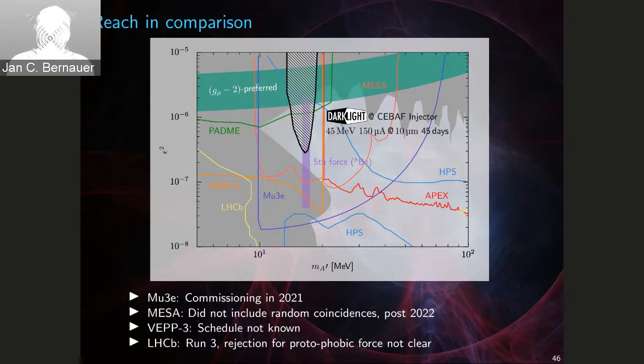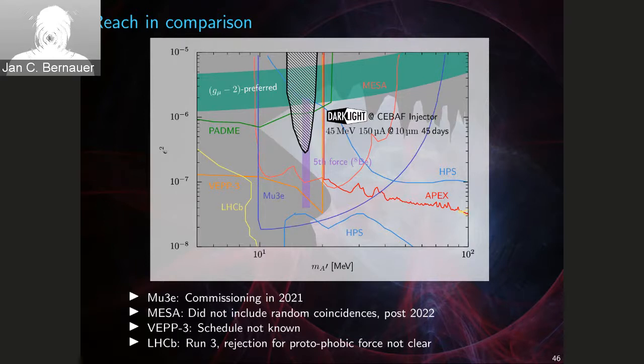Mu3e might cover it. They commission next year, so I don't think they will take any relevant data until 2022. MESA should be able to cover it. I know that the reach plot did not take into account the random coincidences. And you have seen they are run at similar luminosities, so they will have a similar problem. And I think this will reduce their reach quite a lot.